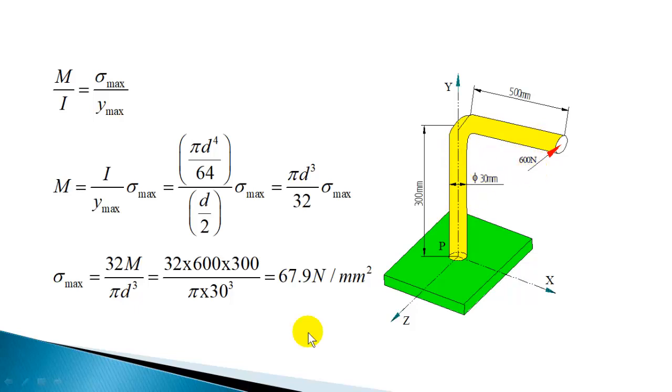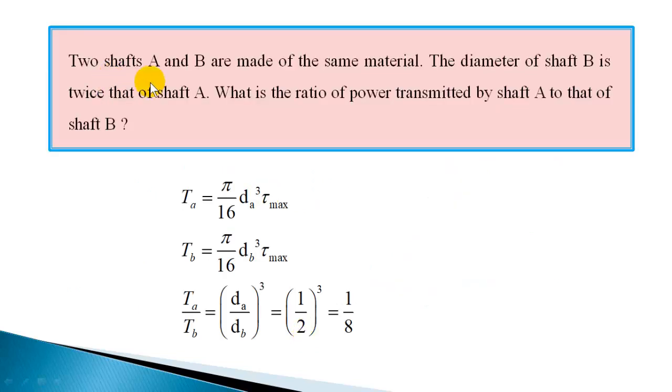Now let us work out another example. Two shafts A and B are made of the same material. The diameter of shaft B is twice that of shaft A. What is the ratio of power transmitted by shaft A to that of shaft B?